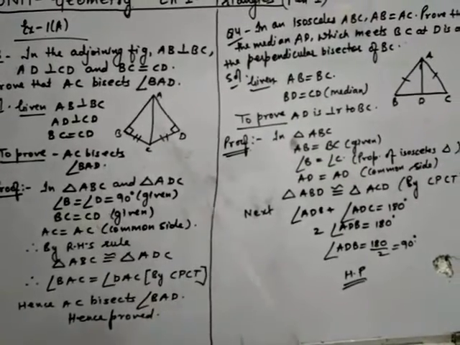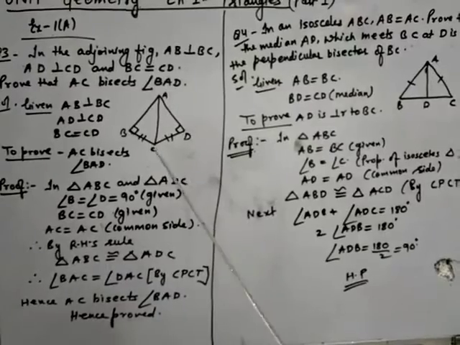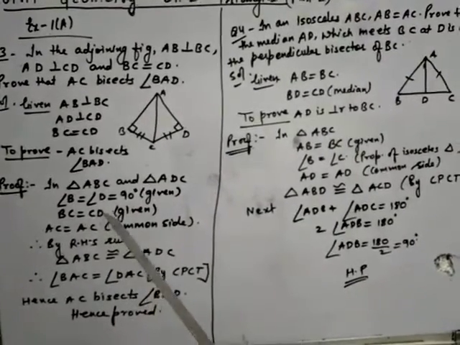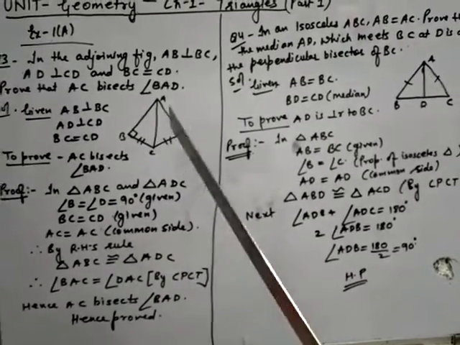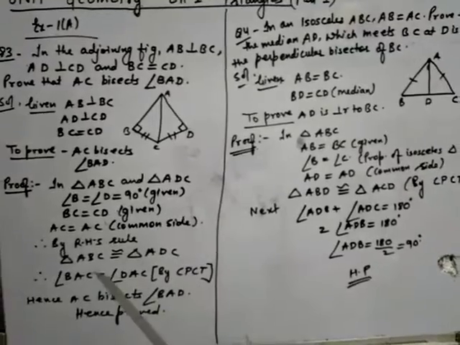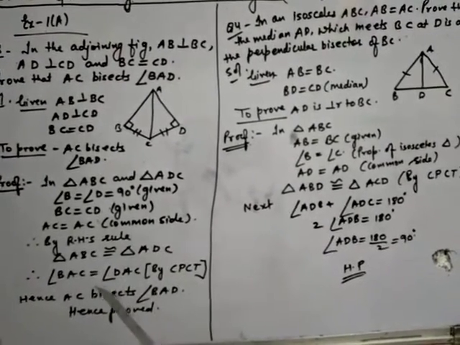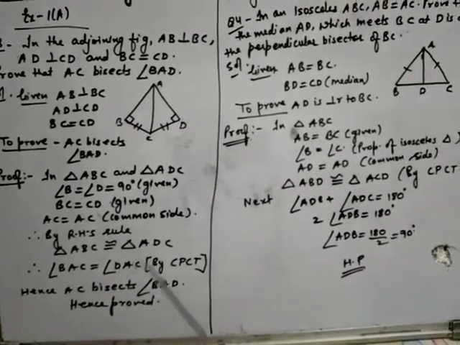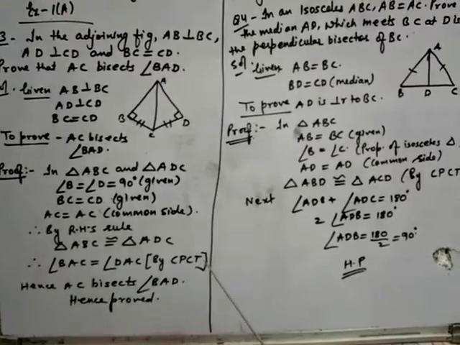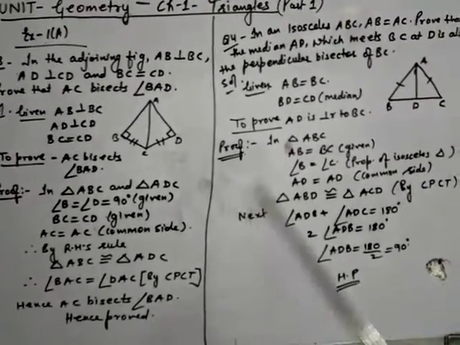Now we start the proof. In triangle ABC and triangle ADC, angle B equal to angle D, 90 degrees, it is given in the question. Then BC is equal to CD, it is also given in the question. AC is equal to AC, common side in both the triangles. So by RHS rule, triangle ABC is congruent to triangle ADC. And angle BAC equal to angle DAC by CPCT. What is CPCT? Corresponding parts of congruent triangles. Hence AC bisects angle BAD. Hence proved. Clear, student?